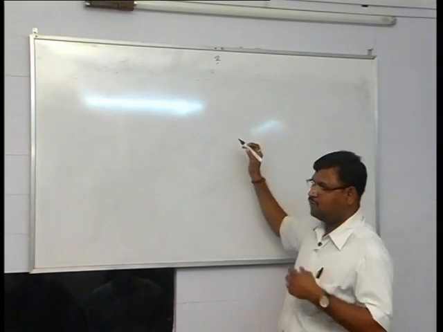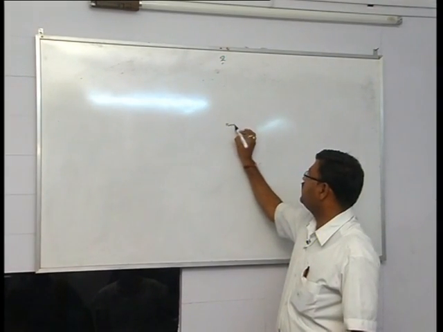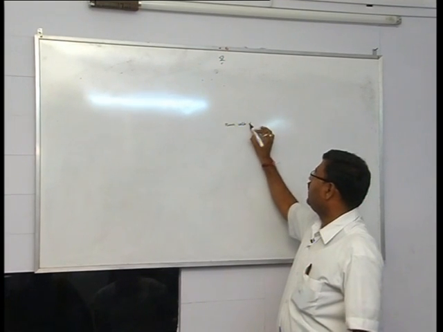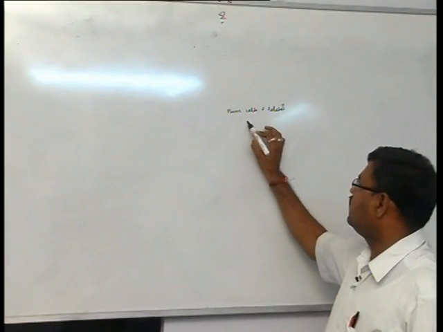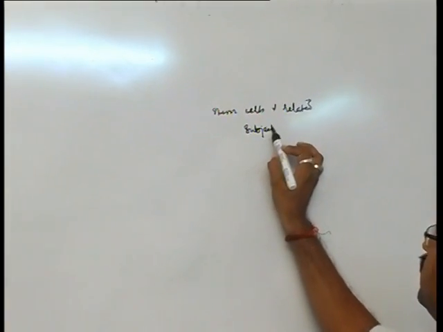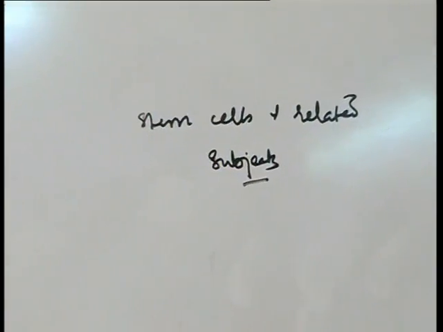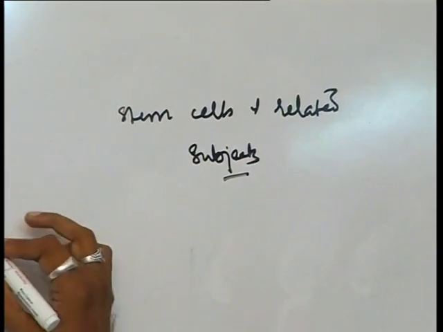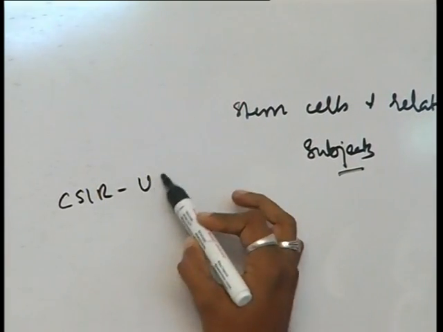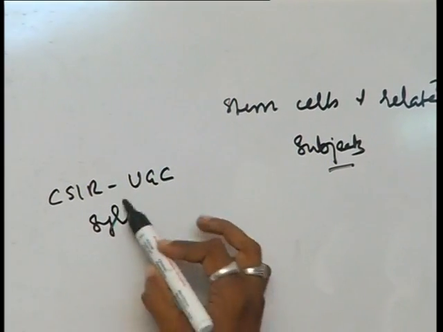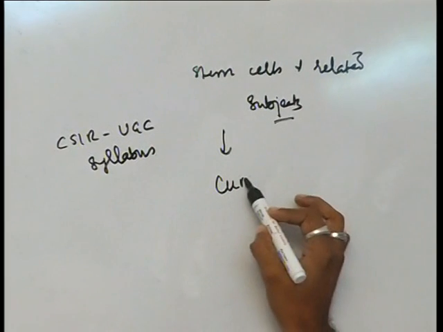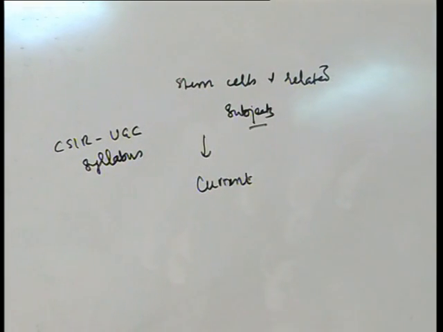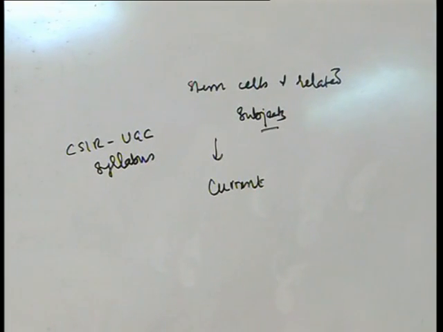Today we talk about stem cells and related subjects. This is a major portion in the CSIR UGC syllabus. This is the current topic, therefore it is more important from the examination point of view.